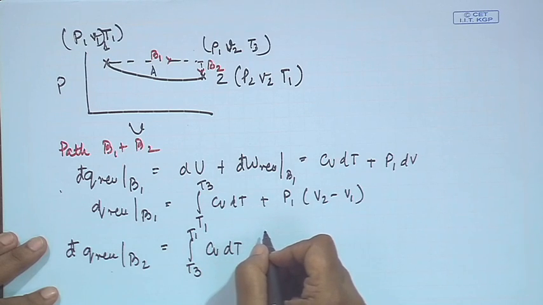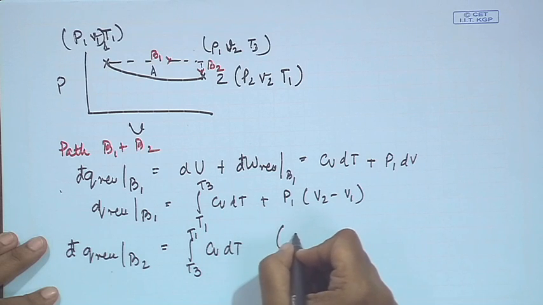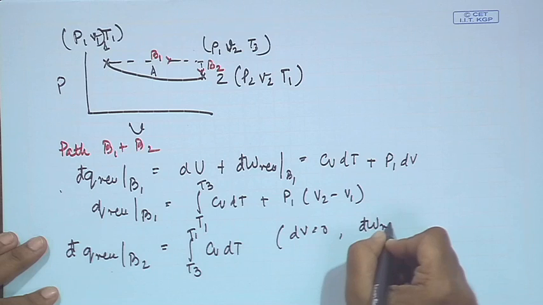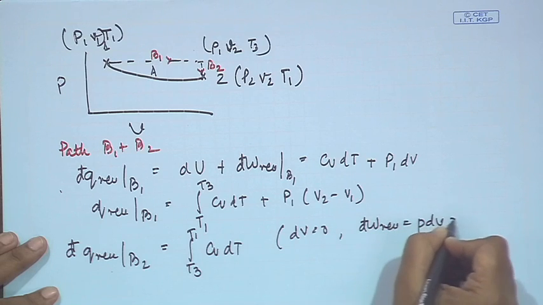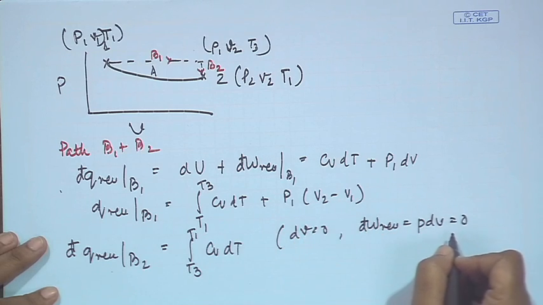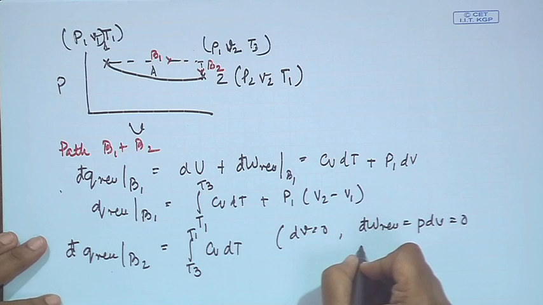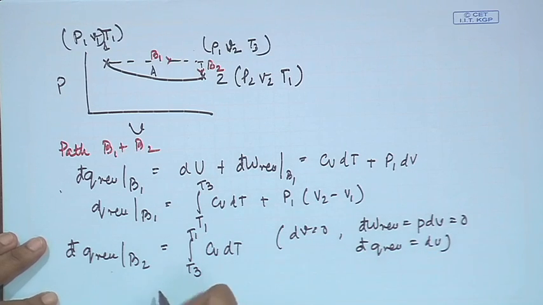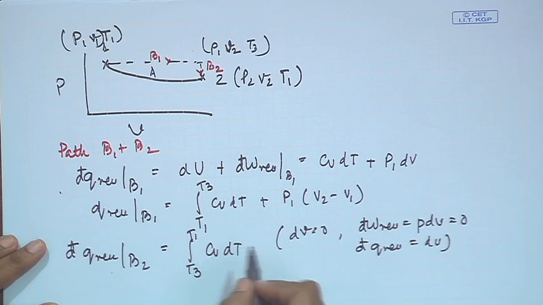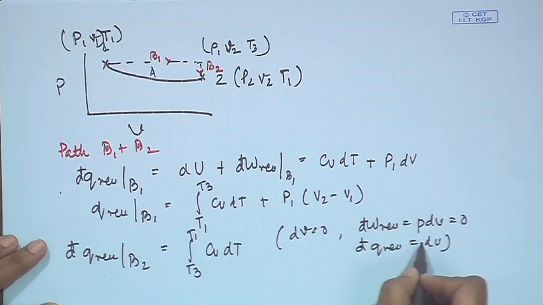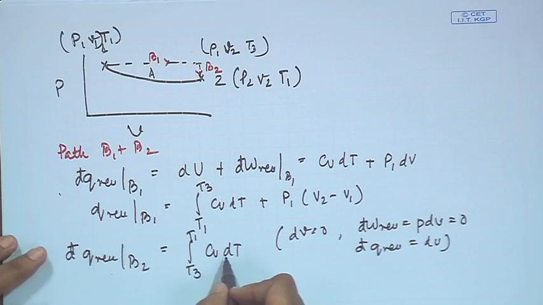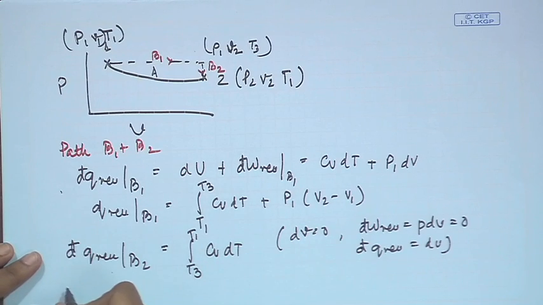Since this is an isochoric process, naturally dV equals 0. So naturally dW reversible, which equals P dV, will be equal to 0. Therefore, in this particular case, we have dq reversible equals dU. So when such a situation arises, the heat interaction can be evaluated as a state function.